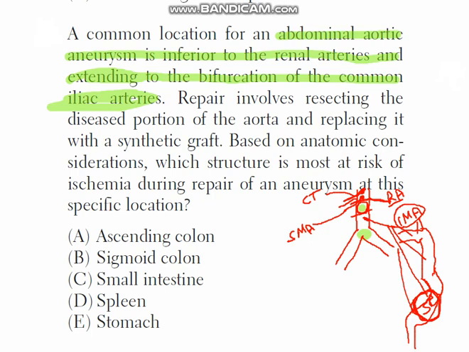So let's see the answers. The ascending colon is provided by the superior mesenteric artery, so it is not affected. So sigmoid colon is our answer. Let's see the other answers. The small intestine is also provided blood supply by the superior mesenteric artery. The spleen is provided by the celiac trunk, and the stomach is also provided by branches from the celiac trunk. Thank you.